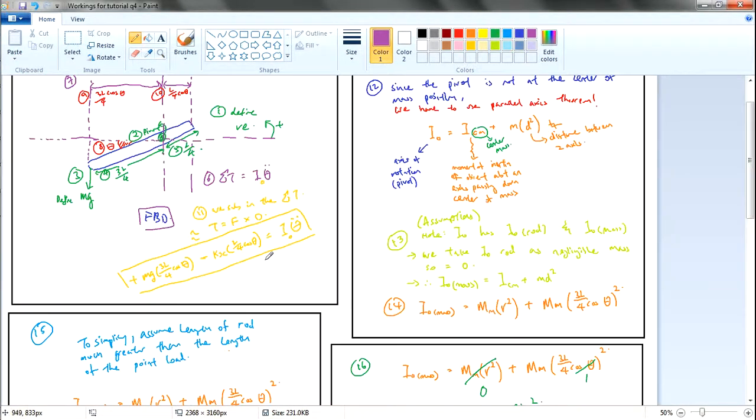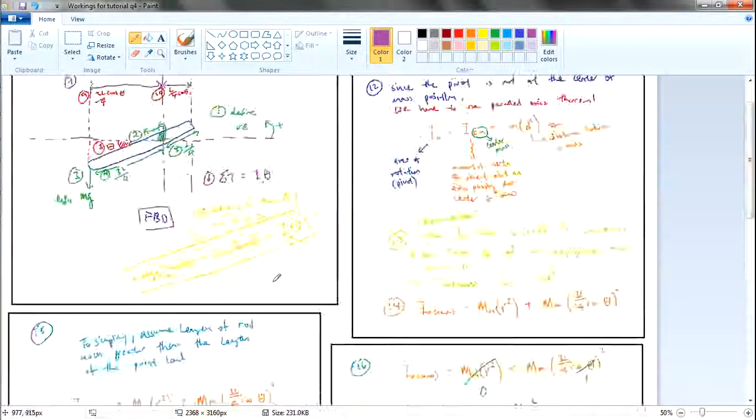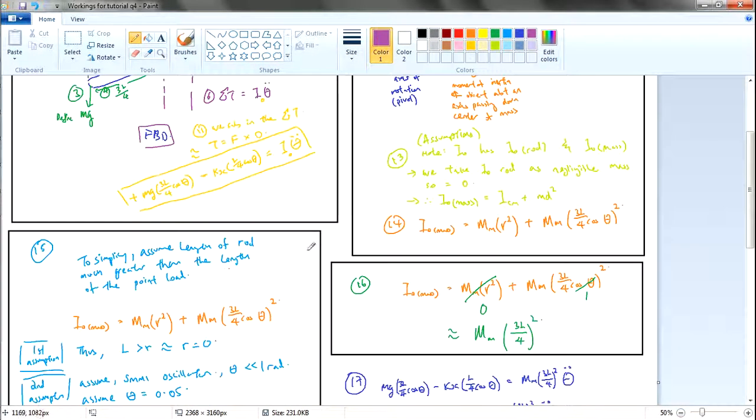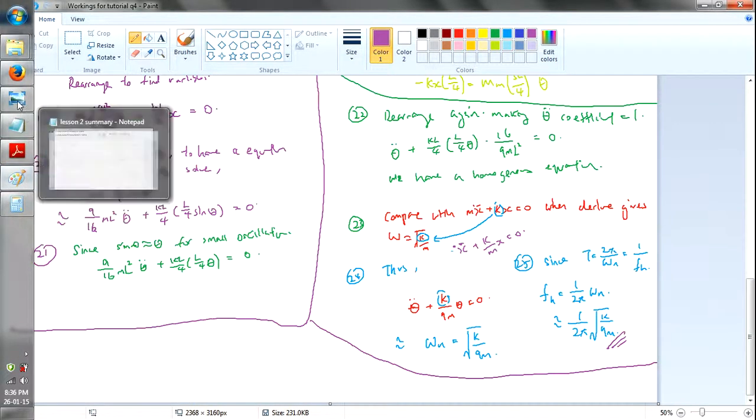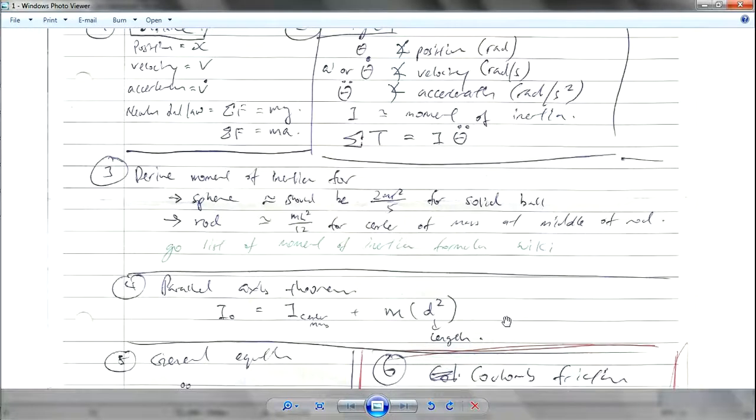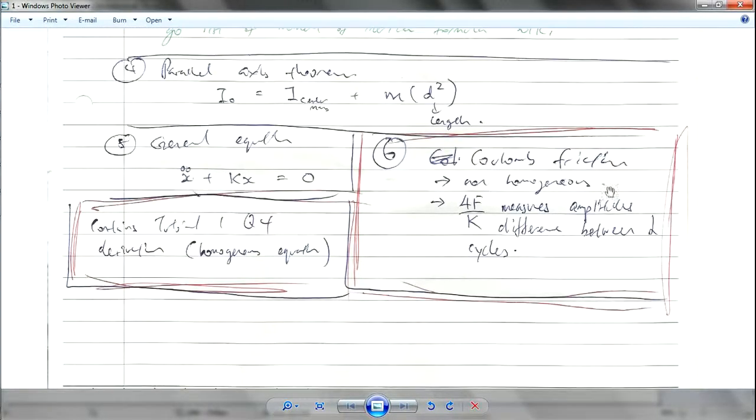So these are the few assumptions, a lot of assumptions actually. Hopefully I made this whole thing clear, and the next video I'll start off with the Coulomb friction, which is another huge topic. See you soon, bye bye.